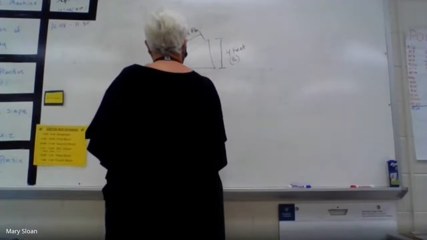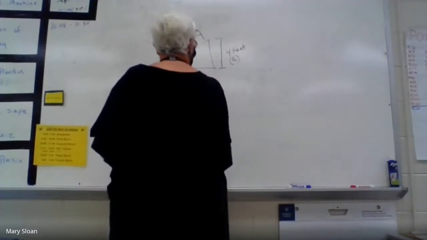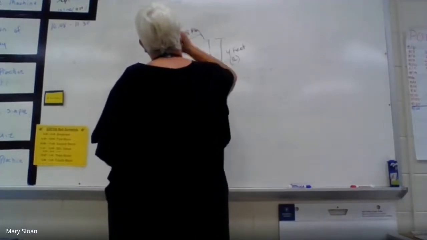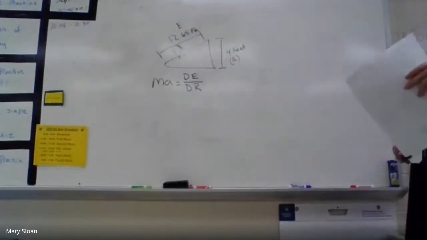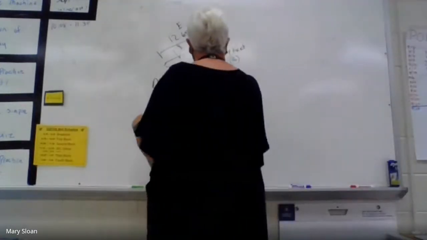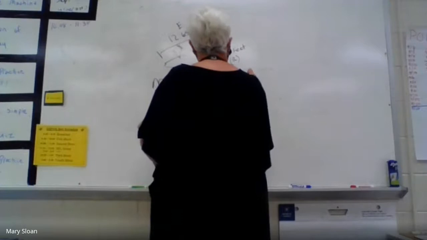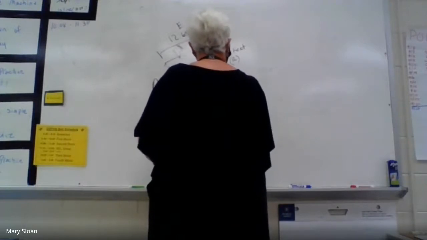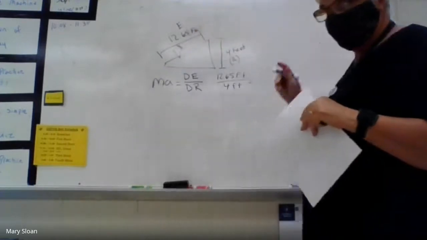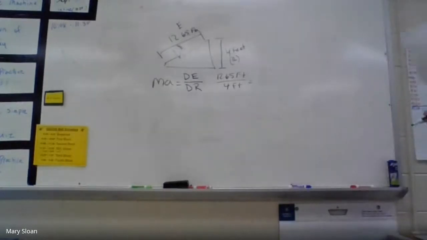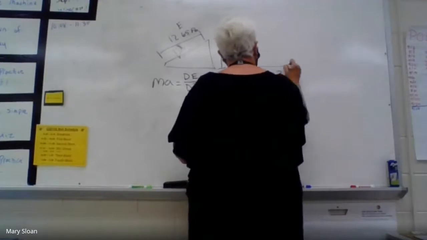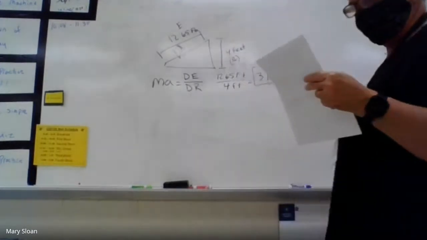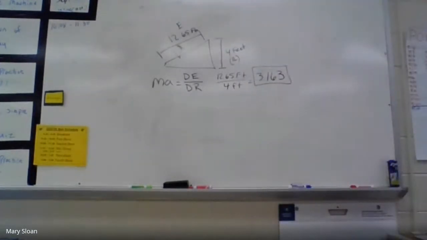Distance of the effort divided by distance of the resistance. There's our effort, there's our resistance. So to be able to do that, it is 12.65 feet divided by 4 feet. And what will you get? Yep, 3.163. And that is our answer. And so the answer is B.